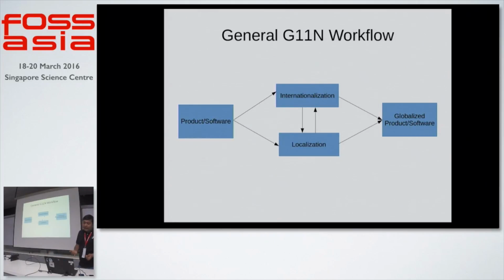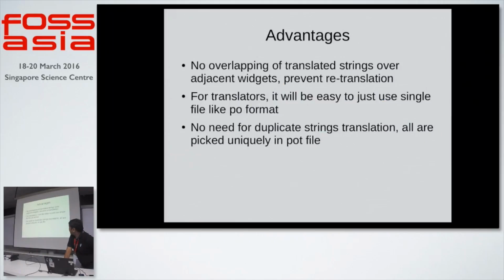In other words, adding I18N and L10N is a continuous process. As your product continuously grows, you are going to add multiple UI strings in your software, so you always need localization people to translate it. This is a continuous thing happening for your product, and you will always get a globalized product for every release. The advantages are like I have explained.